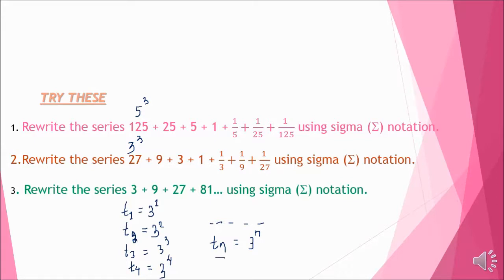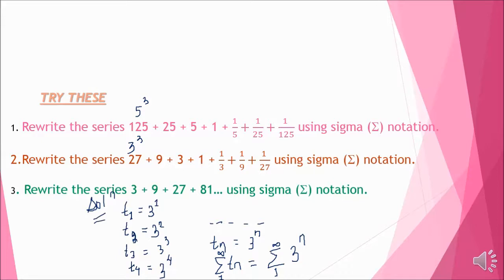Now writing in summation sigma notation, Tn will be equal to 3 to the power n, but it must be from 1 to infinity, since it's an infinite series, see, dot dot dot. Here also 1 to infinity. Now, this is the solution, isn't it? This is the solution of this question.